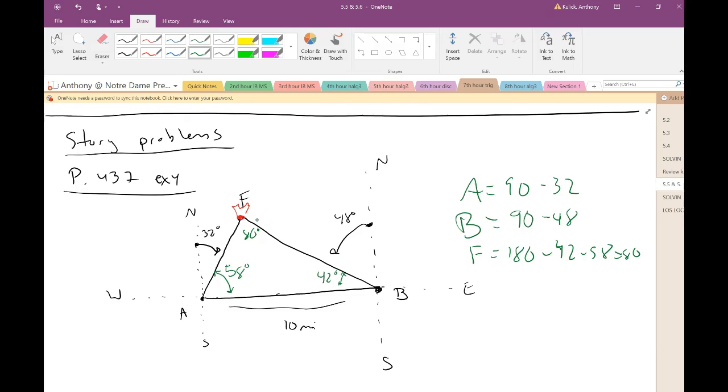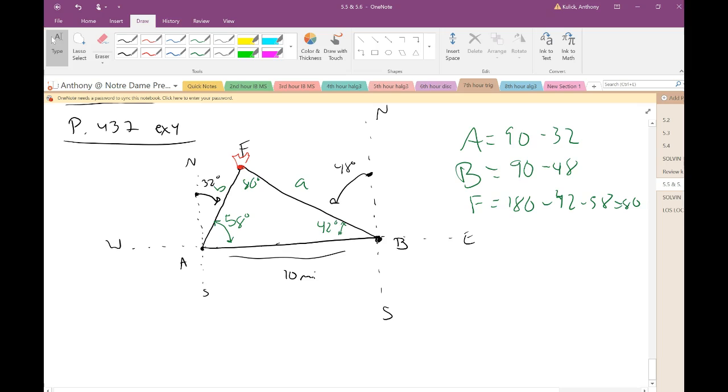The problem asks us to find how far each of them are away from the fire. So we're looking for the little a and the little b in this case, side A and side B. Everybody okay with that idea? So let's say we want to solve A first. Which equation would I want to use here? Law of sines or law of cosines? Law of sines. Hopefully it's obvious to us that we have an angle side angle situation.